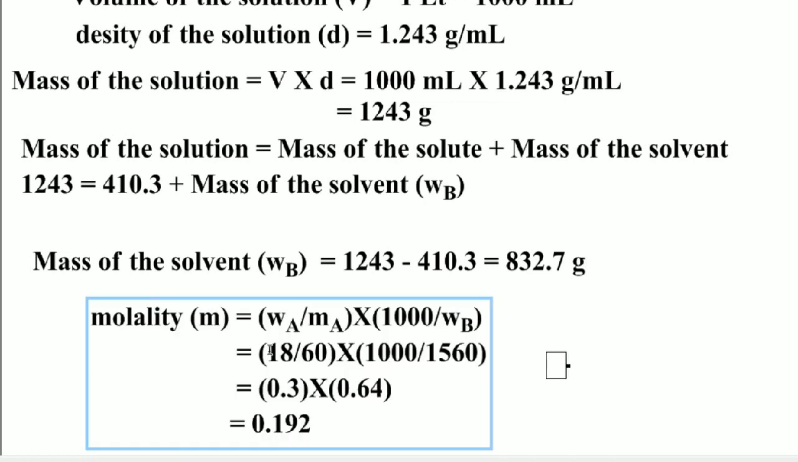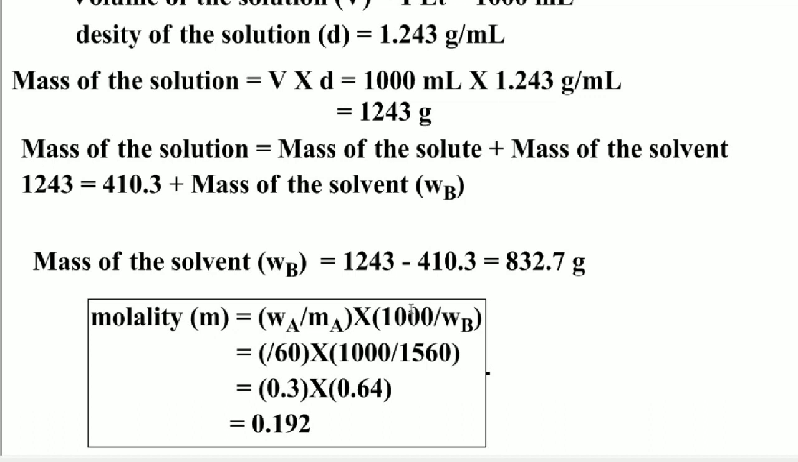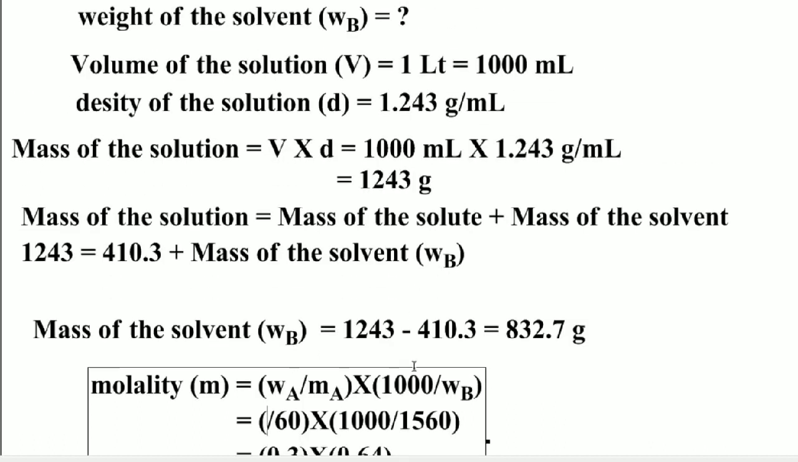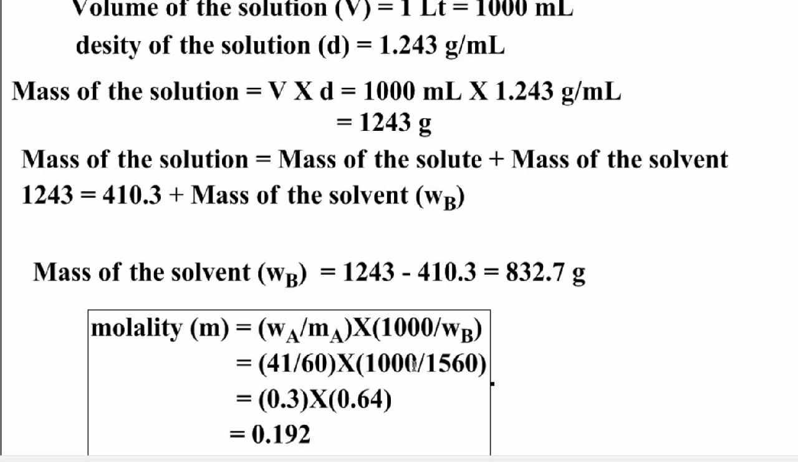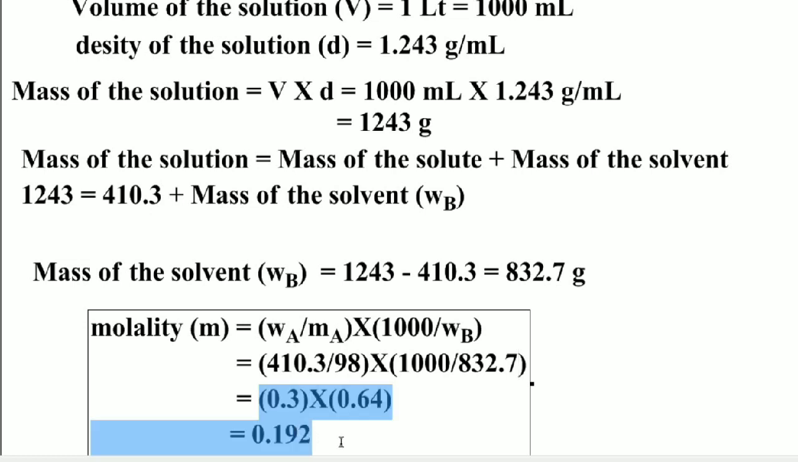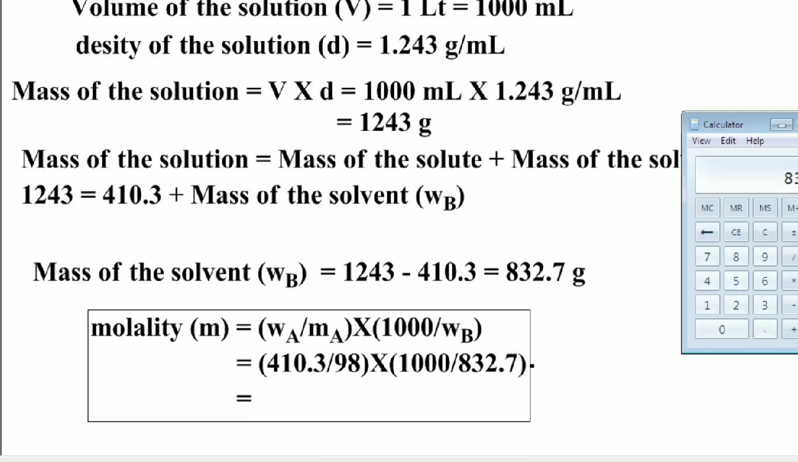Therefore, students, we know the formula: molality is equal to the weight of the solute divided by the molecular weight of the solute, into 1000 by WB in grams. Here in this problem, the weight of the solute H2SO4 is 410.3 by the molecular mass of the solute, 98, into 1000 by the weight of the water, 832.7.